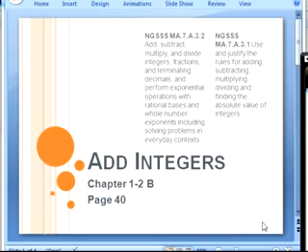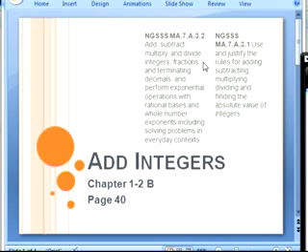Now, along with our chips, we're also going to be sharing the screen with you on this podcast. So be patient as we flip back and forth from what you see on my computer and what you see of me, actually. Chapter 1-2b, page 40 in your textbook is adding integers.